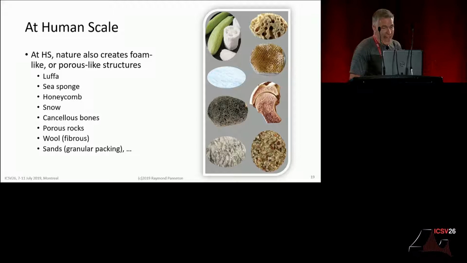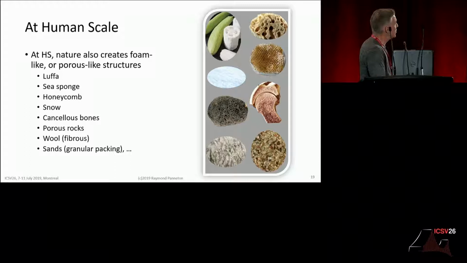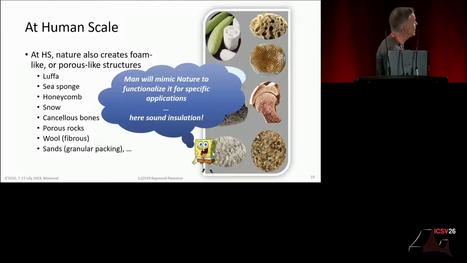And at the human scale, of course, which is more interesting for us in terms of acoustic application, we also find foam structures in nature. So you see here some examples: loofah, sea sponge, honeycomb, snow, of course. It's organized as a type of porous material: cancellous bone, porous rocks, wool, sands. And as SpongeBob can say, man will mimic nature to functionalize it for specific applications. And for us, it's about sound insulation.